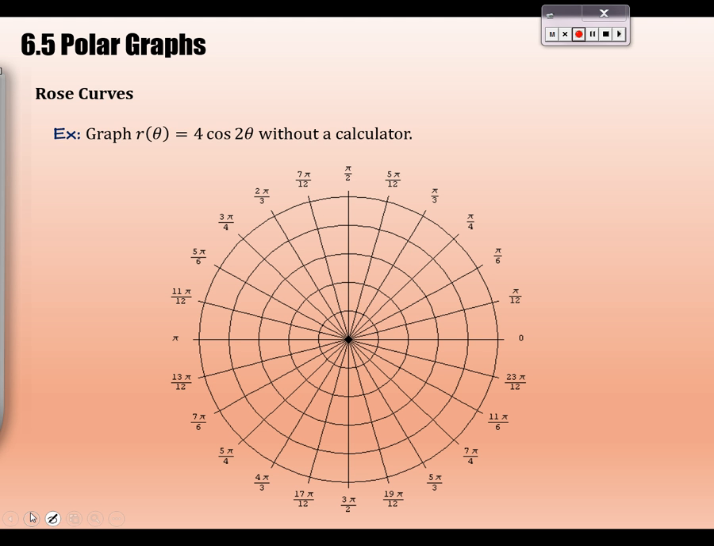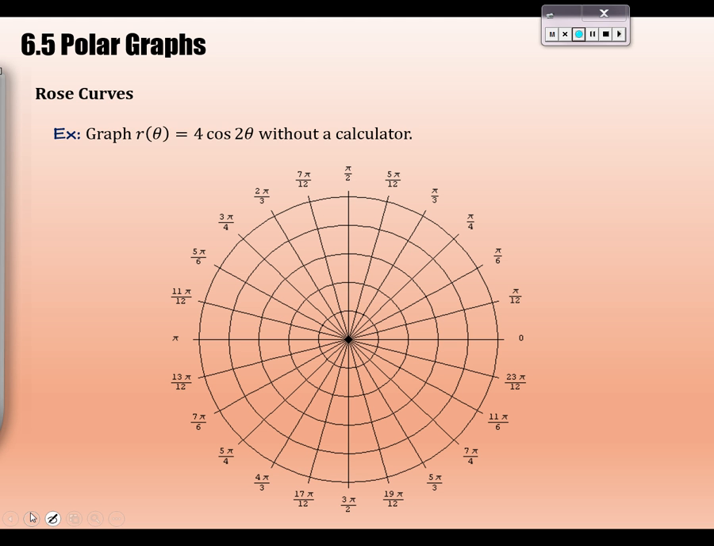All right, so without any instructions, on the next page I have some rules about rose curves, like how to approach them. But I think that really the best way to approach a polar graph is the way we're about to do it right now, and that is just cold. Here we go. Let's graph this without a calculator. r equals 4 cosine of 2 theta.